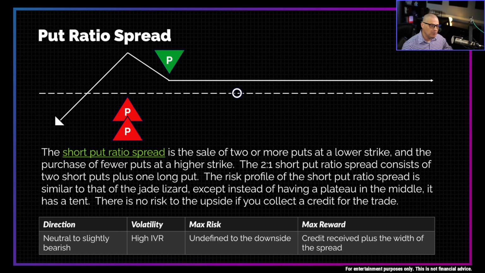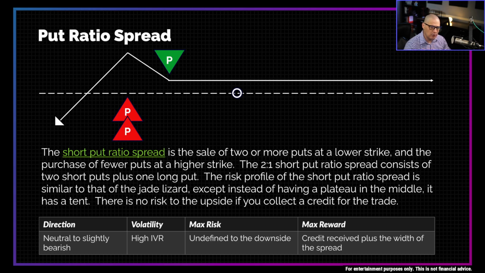When it comes to volatility, ratio spreads in general, you want these to have high IVR, because these front ratio spreads in particular, where you're selling more options rather than buying them because they're primarily a short options trade, you want IVR to be high. You want high volatility, because with high volatility, the bigger the credit you're going to receive on the trade.